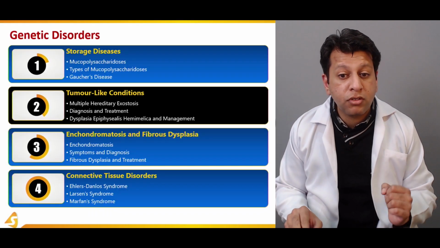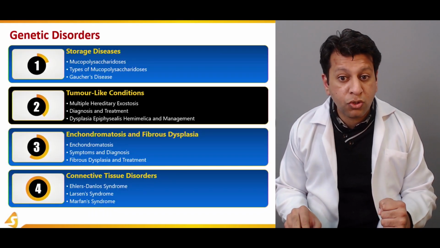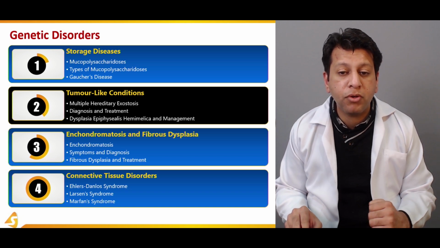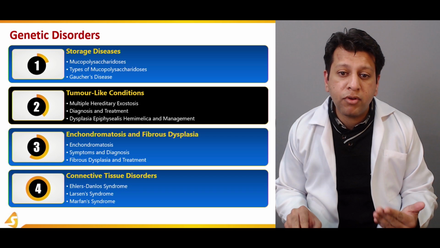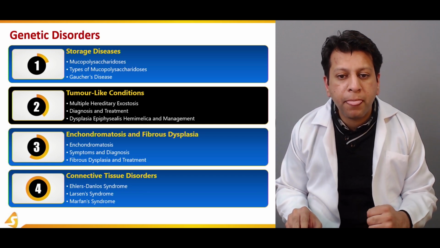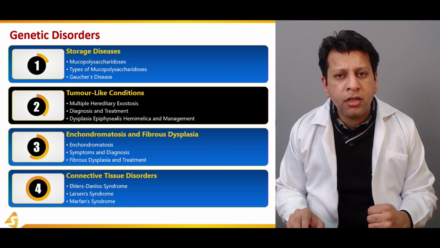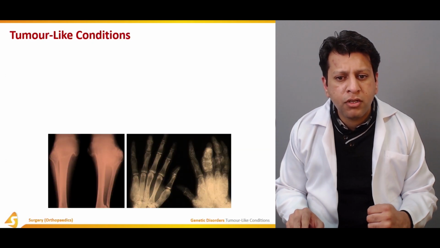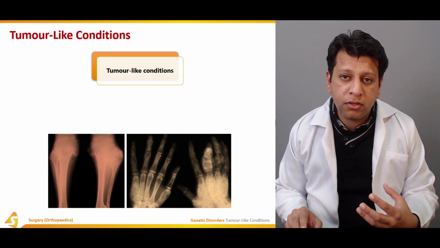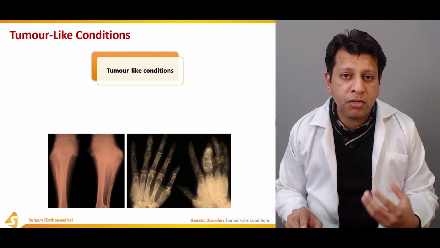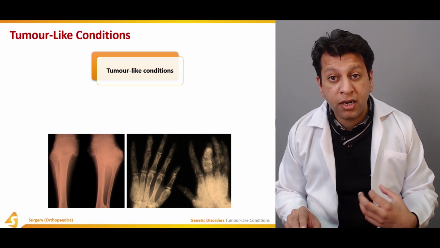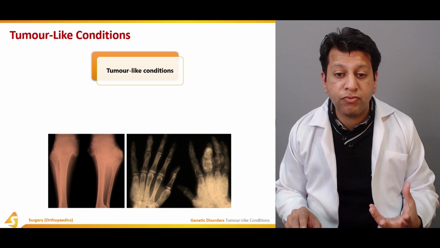And these include multiple hereditary exostosis and dysplasia epiphysealis hemimelica, and we'll be going through these two only, and in the next section we're going through enchondromatosis and fibrous dysplasia. So what is multiple hereditary exostosis? As the name suggests, multiple means they are present in multiple parts of the body. Hereditary means it has a genetic component. Exostosis is actually an outgrowth of the bone.